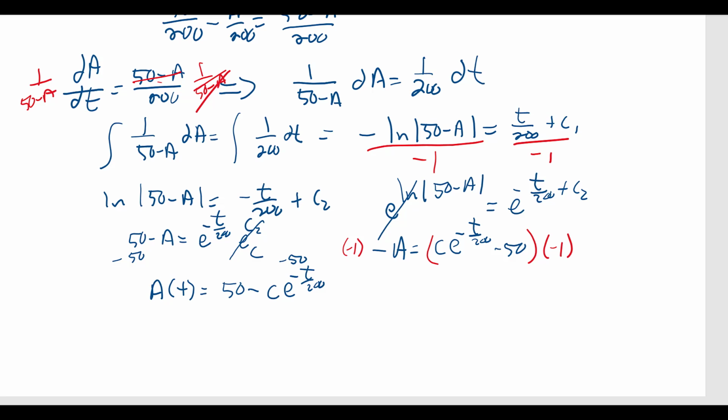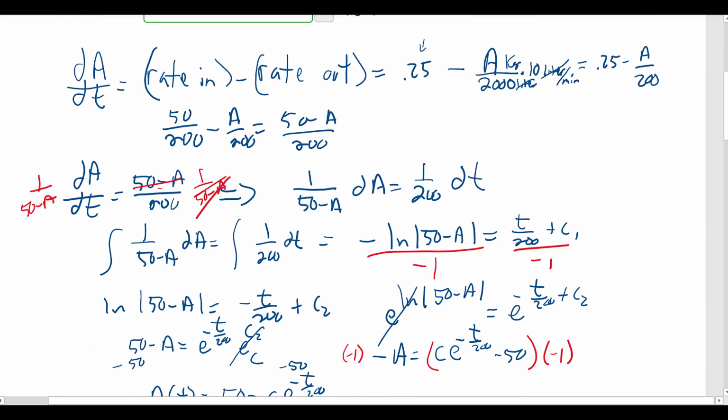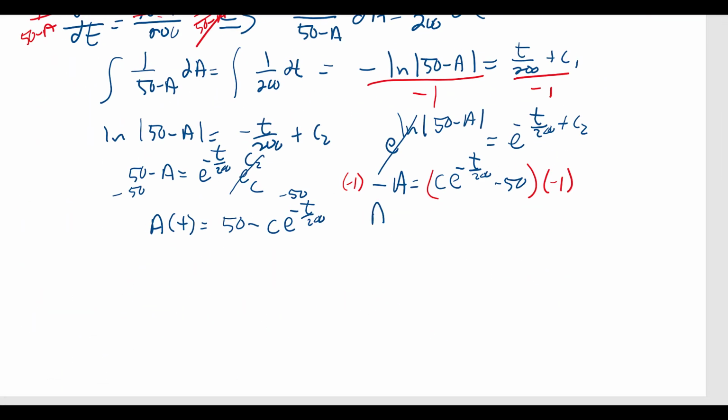Okay, so we have our equation. We have an initial condition that wasn't overtly stated, but it's stated up here, that we start off with 100 kilograms for 2,000 liters, and we actually found that being 0.05. So we know that our initial concentration is 100 kilograms. So A sub 0 equals 100. So that means A of 0 is 50 minus c e to the negative t divided by 200. And that's supposed to equal 100.